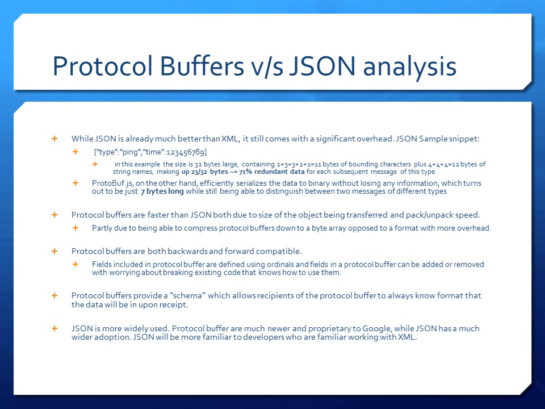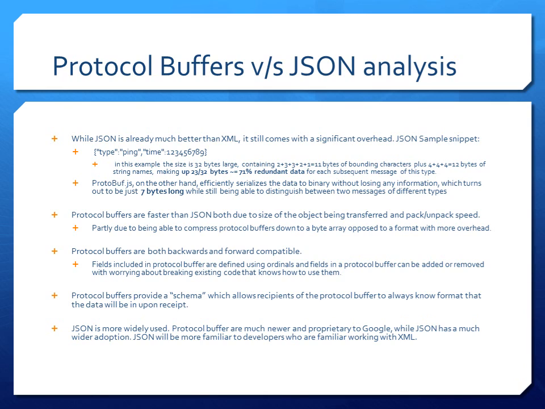So we've got a quick piece of sample JSON code in there. Again, that looks really similar to the protocol buffer. It's got key value pairs. And in this example, that type ping time integer is a 32-byte piece of code that apparently has 71% redundant data in the byte structure that it uses. If you used a protocol buffer with the same information, you get one that comes out to be just about 7 bytes long, while still being able to distinguish between the two messages in different types.